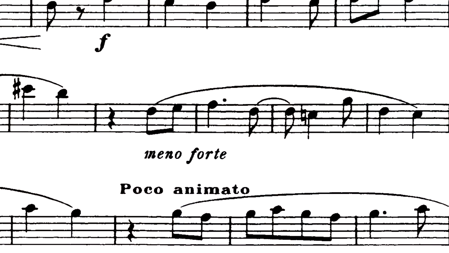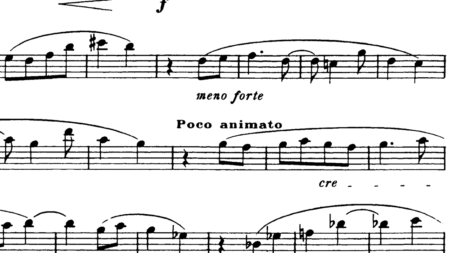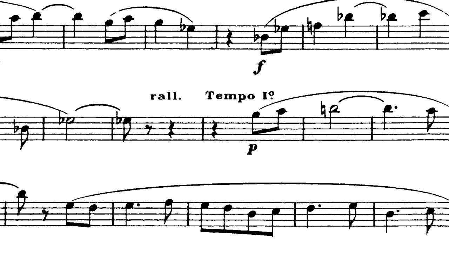By the way, meno forte means softer. So at measure 28, play piano, in contrast to the previous forte. An appropriate tempo for this piece, which is marked andante espressivo, or walking expressively, is quarter equals 88. Moving forward at the poco animato to quarter equals 100, and then back to the original tempo at tempo primo.